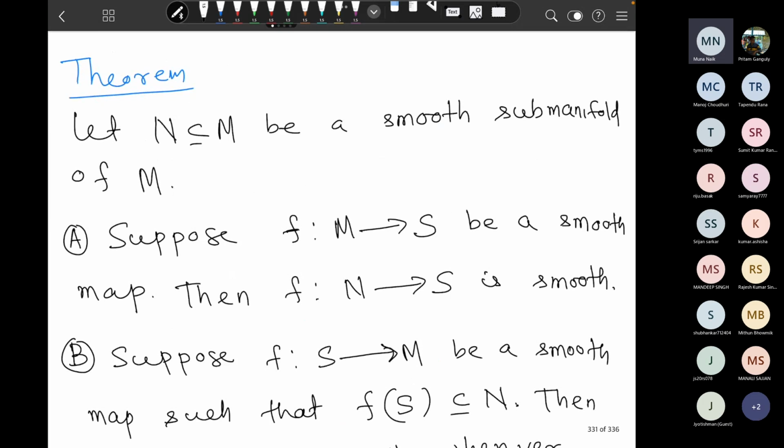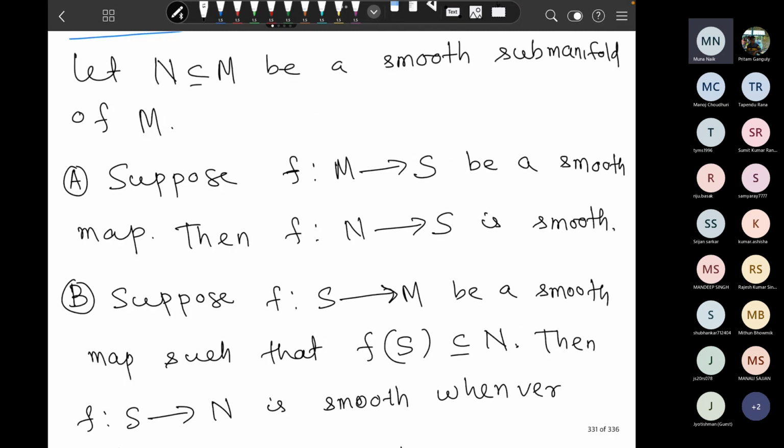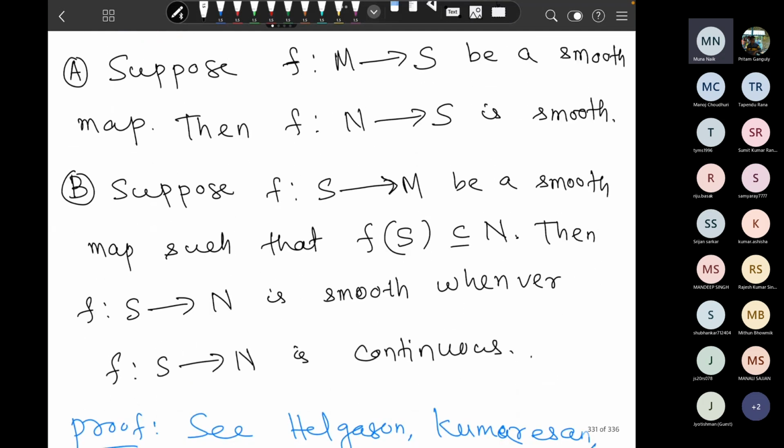Let N subset of M be a smooth submanifold of M. Here I assume that this is only a submanifold, not necessarily embedded. Suppose F from M to S is a smooth map, then F from N to S is smooth. Okay. If you restrict the map on the domain side, then it is smooth. Now similarly, suppose F from S to M is a smooth map so that F(S) is a subset of N, then F from S to N is smooth whenever F from S to N is continuous. So if you restrict the map on the range side, then it is not necessarily smooth. You have to assume that F from S to N is continuous.